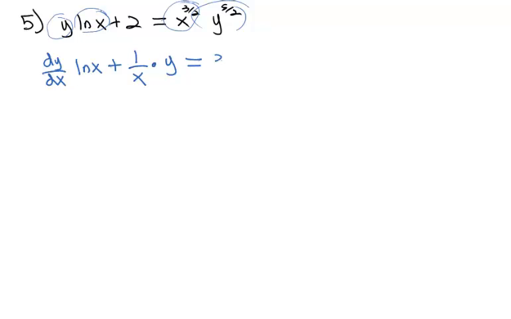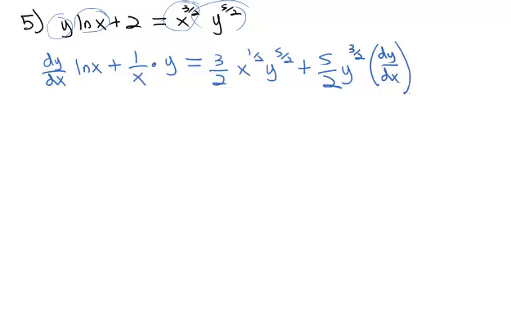So the derivative of the first is 3/2 x to the 1/2 times the second, y to the 5/2, plus the derivative of the second, which is 5/2 y to the 3/2. Since there's a y, we have to do dy/dx times the first, which is x to the 3/2.